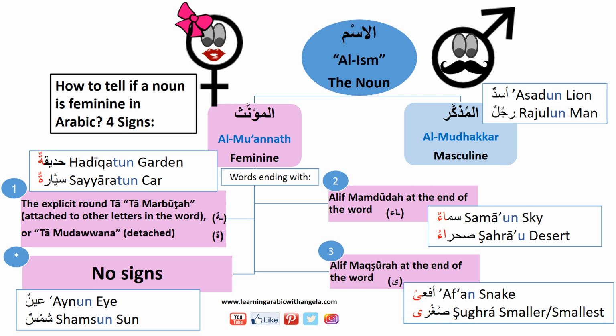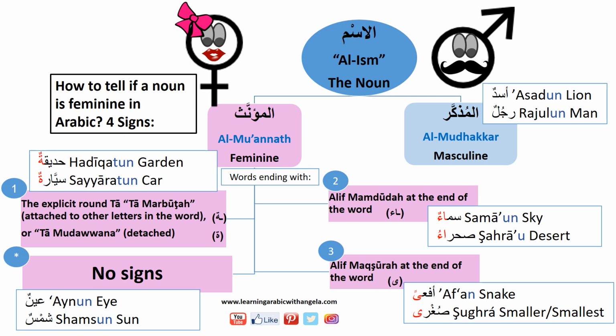The most common sign is the ta marbuta at the end, such as hadiqa or sayyara, a garden and a car. So both words end with the ta marbuta. And the second sign is the alif mamduda at the end of the word, which is the long vowel followed by the glottal stop, the hamza. Such as when I say sama, sahra. So in these two words, a sky and a desert, we see at the end the elongated or the stretched alif and the hamza.